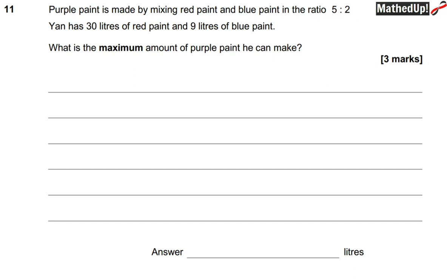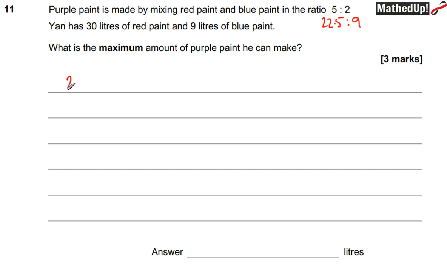So let's get rid of that and let's do 9 divided by 2 now. So now that's 4.5. So let's do 5 times 4.5, which is going to be 22.5. And let's do 2 times 4.5, which is 9. So that's going to give us the correct shade again. We're going to need 22.5 litres of red paint, and we're going to need 9 litres of blue paint, which is exactly what we've got. So that gives us the most that we can make.